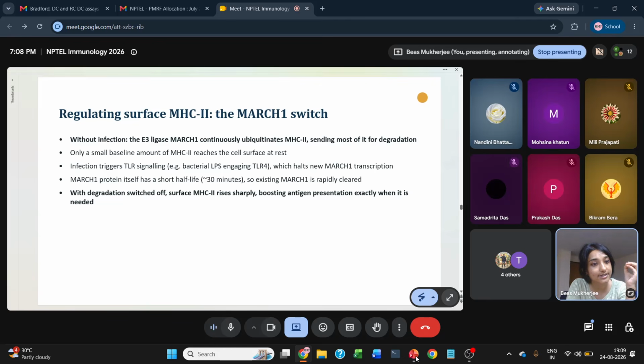Infection triggers TLR signaling. TLR is toll-like receptor, which recognizes your PAMPs, right? To be more specific, bacterial LPS engages TLR4, which halts new MARCH1 transcription. So we are seeing regulation of both MARCH1 and MHC2 here. The MARCH1 protein itself has a short half-life of 30 minutes, so existing MARCH1 is rapidly cleared. With degradation switched off, surface MHC2 rises sharply, boosting antigen presentation exactly when it is needed.